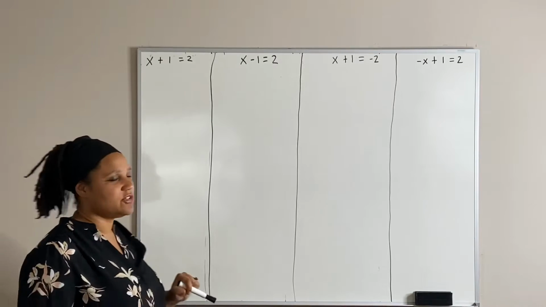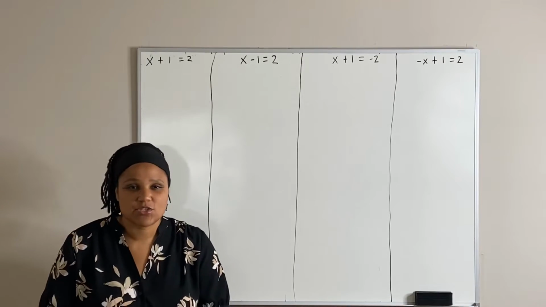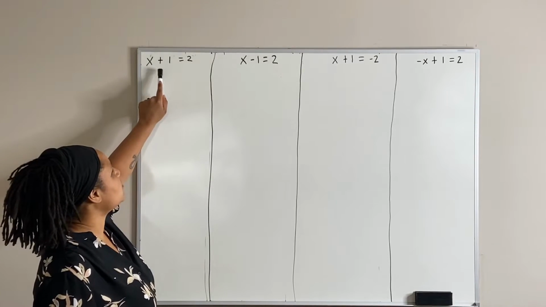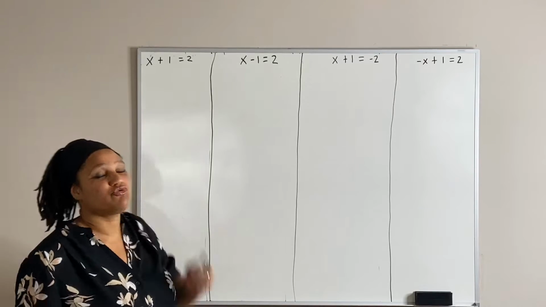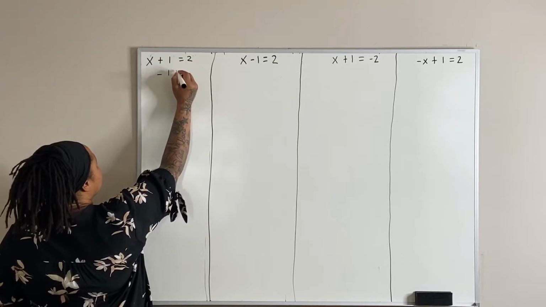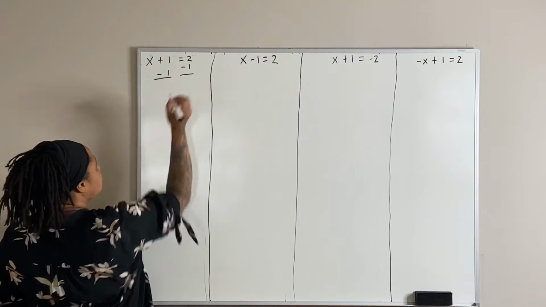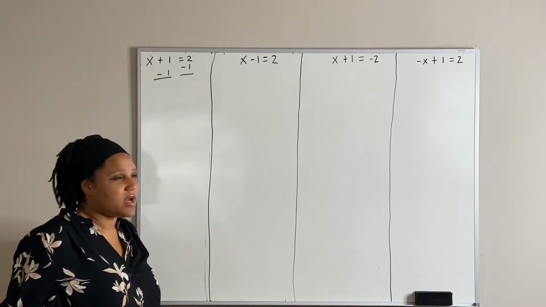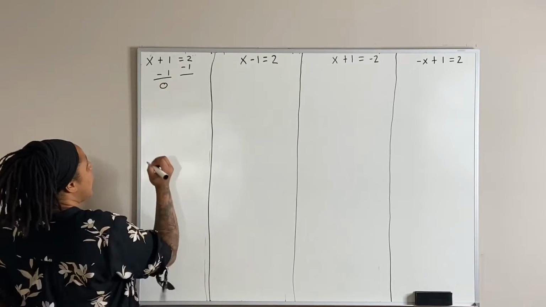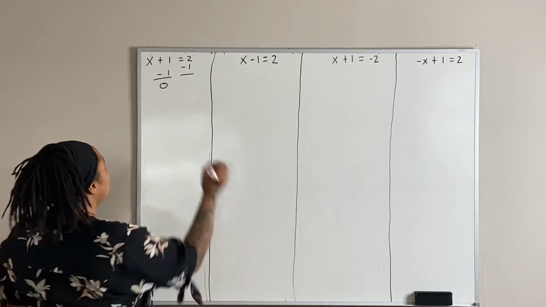So what we want to do is, since we have an addition sign, we're going to use the opposite of addition, which is subtraction. So since we have a plus 1, we are going to subtract 1 from both sides. So I'm going to take a minus 1 here, and I'm going to take a minus 1 here, okay? So a plus 1 minus a 1 is 0, right? And 2 minus 1 is just 1.